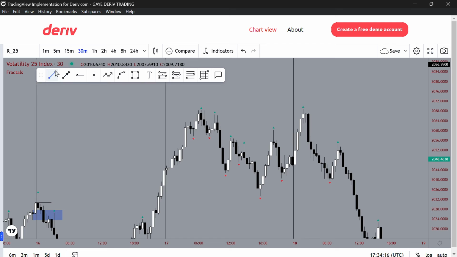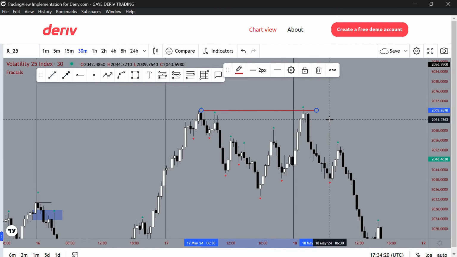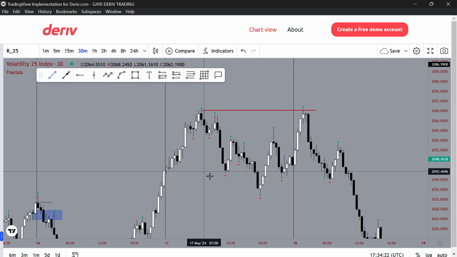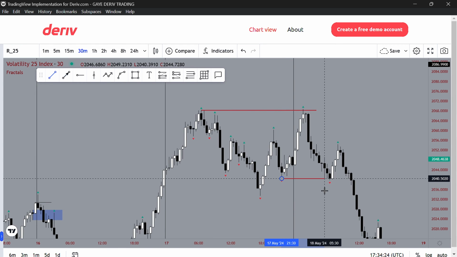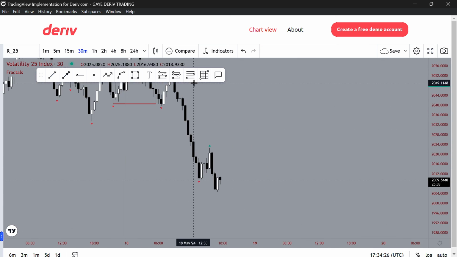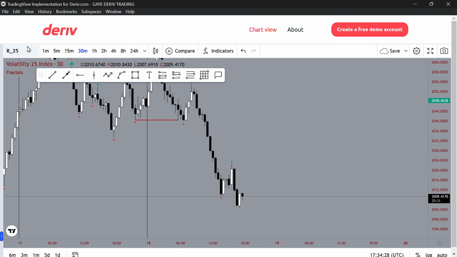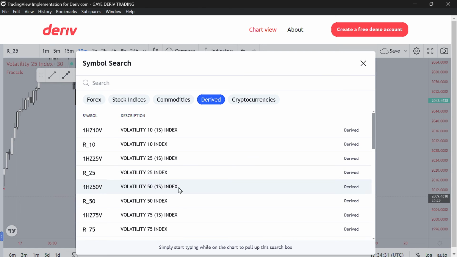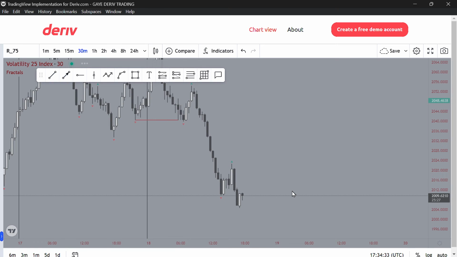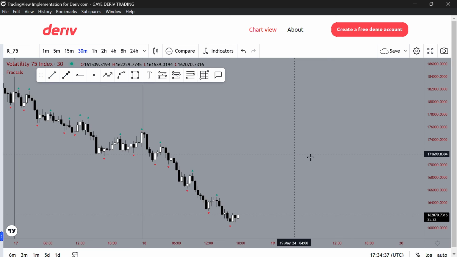Here, another beautiful setup is here. Previous day high, you can see liquidated through here. And yeah, your break of structure, your breaker entry, and there you go. This is Vix 25. Let's look for any other synthetic. Let's say Vix 75 and find one more example, and I'll end it.